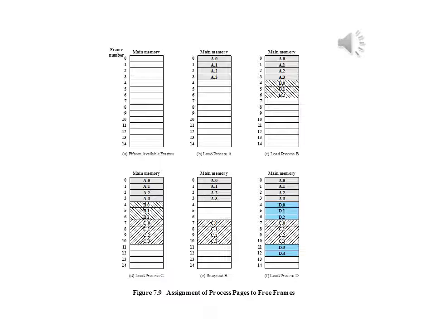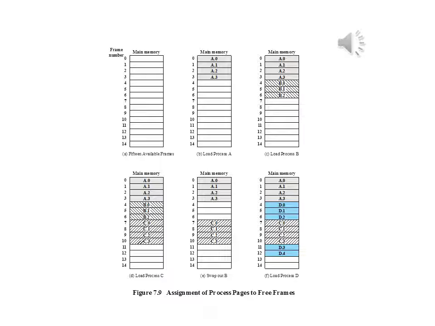The figure on the slide illustrates the use of pages and frames. At a given point in time, some of the frames in memory are in use, and some are free. A list of free frames is maintained by the operating system. Process A, stored on disk, consists of 4 pages. When it is time to load this process, the operating system finds 4 free frames and loads the 4 pages of process A into the 4 frames, as you can see here in figure B.